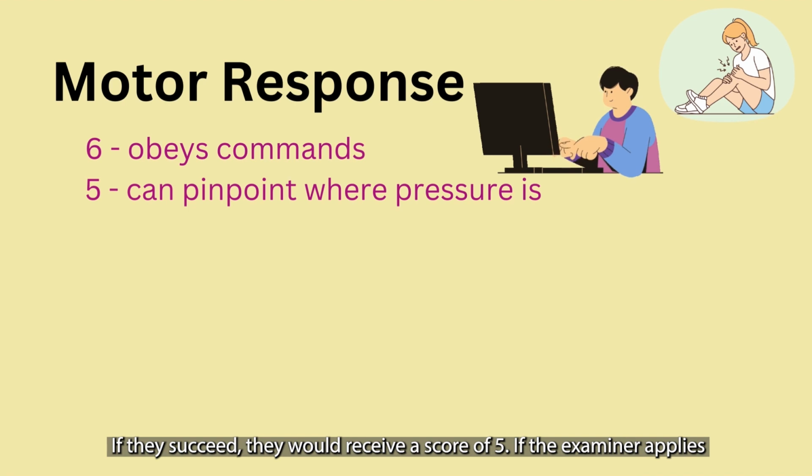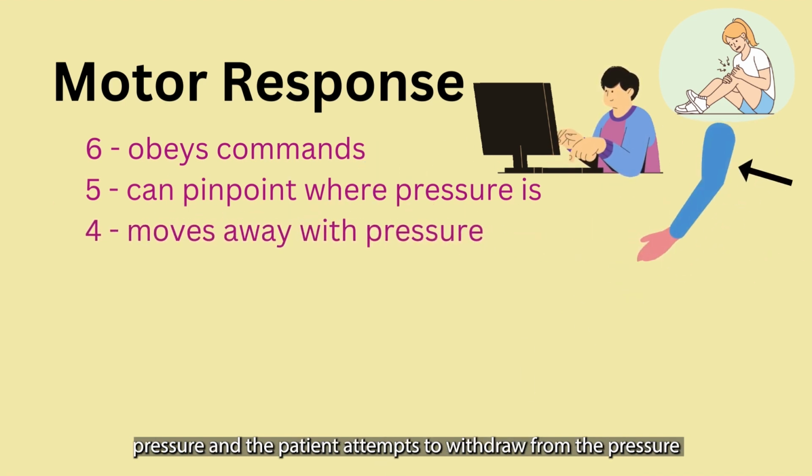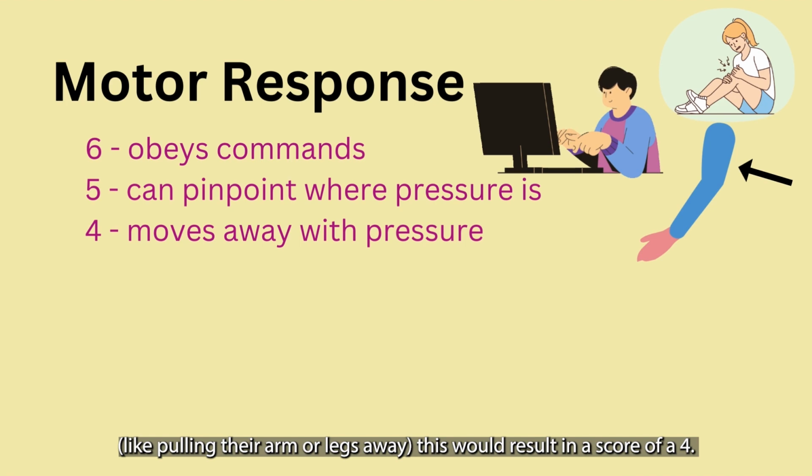If they succeed, they would receive a score of 5. If the examiner applies pressure and the patient attempts to withdraw from the pressure, like pulling their arms or legs away, this would result in a score of a 4.